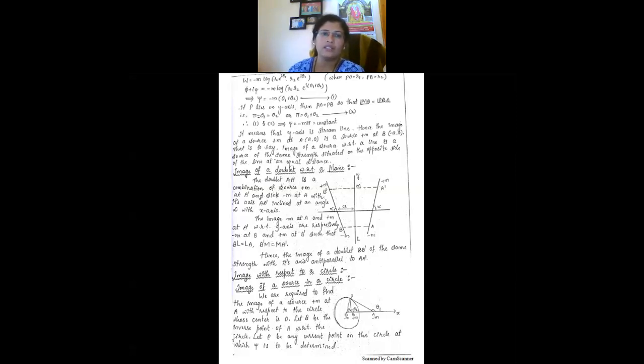Okay, this is all about the image of a source. So in today's assignment, you write the complex potential for a doublet and the image of a source. So tomorrow we are going to discuss about the image of a doublet. So today you practice these two results.